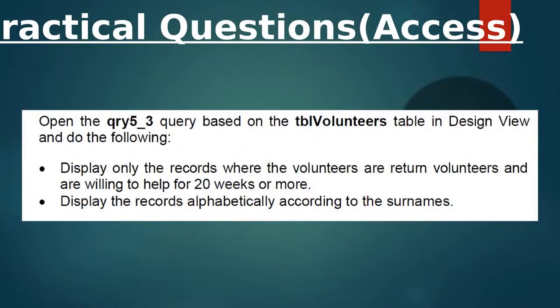If it's not that and I need to put in criteria into the field, then remember 20 weeks or more, we will use our greater than or equal to 20 weeks. Okay, so that it brings up all those that are equal to 20 weeks and greater than 20 weeks. And then display the records alphabetically according to surnames. That we can do via our sorting.